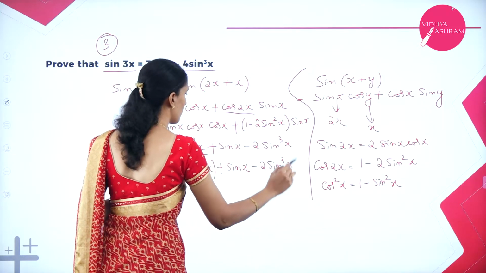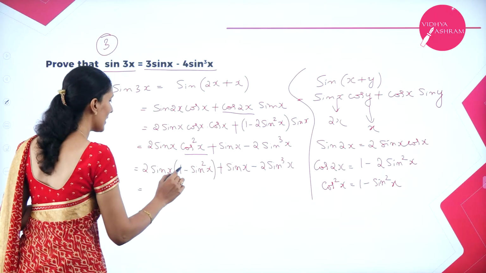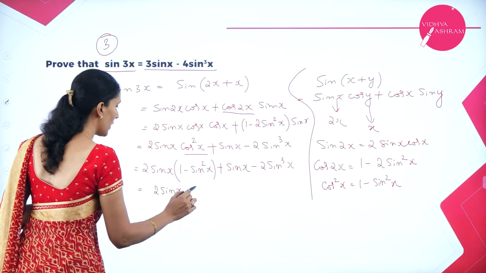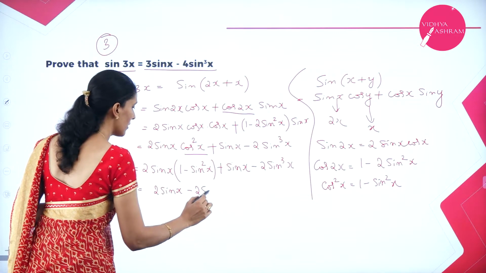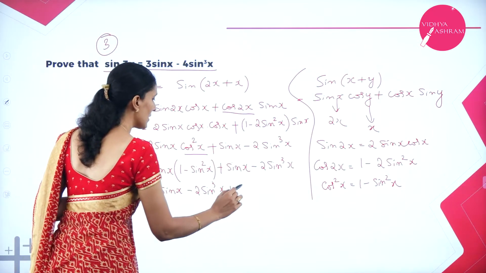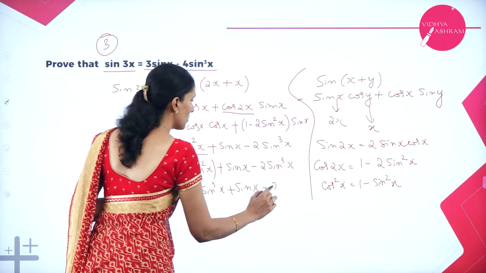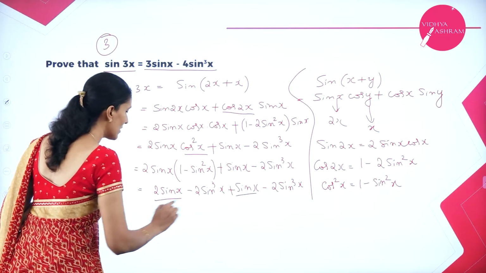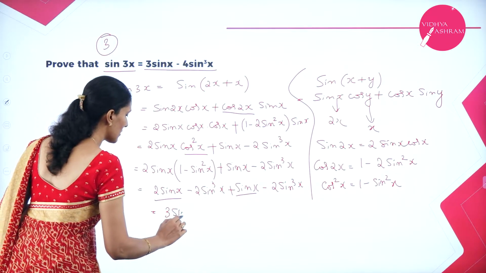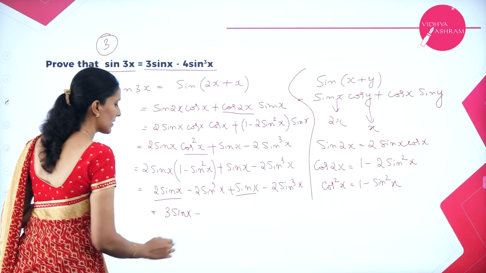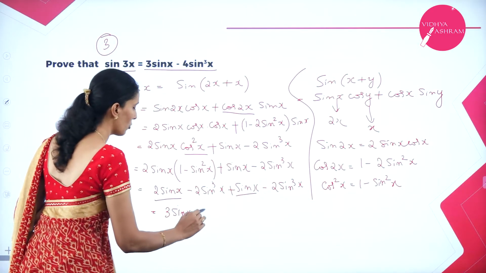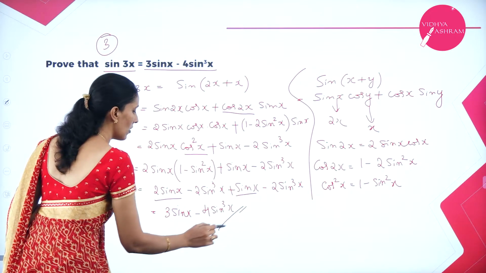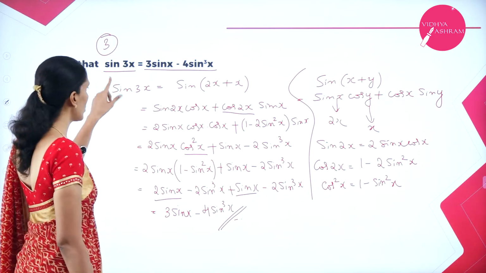sin cube x. So therefore multiply now, 2 sin x into 1 is 2 sin x. We have minus 2 sin x into sin square, sin cube x, plus sin x minus 2 sin cube x. Now 2 sin x plus 1 sin x is your 3 sin x. Next, 2 sin cube x and 2 sin cube x is 4 sin cube x. You have a negative sign there. So this is your identity for the sin 3x formula.